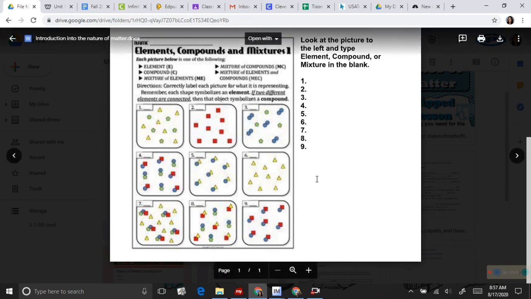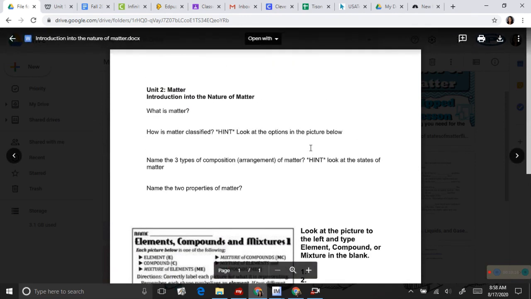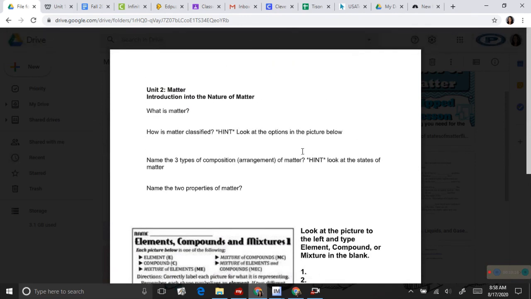So go through each of these, and when you are done, you are going to press turn in. You're going to go back to the assignment on Google Classroom and press turn in. If you don't press turn in, I cannot give you credit.